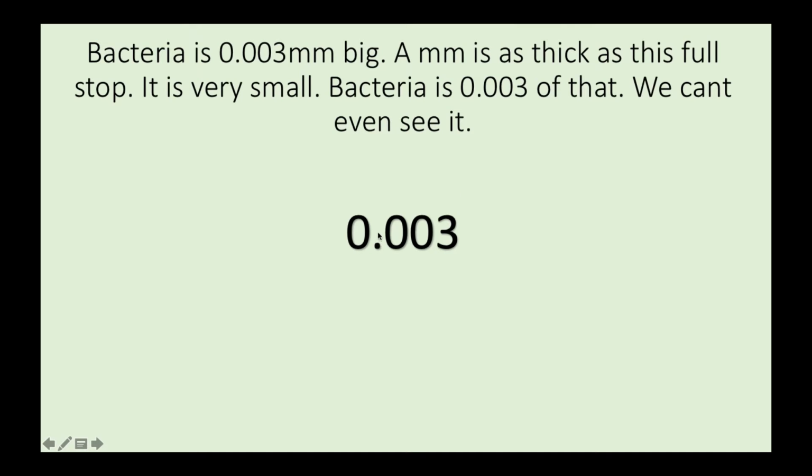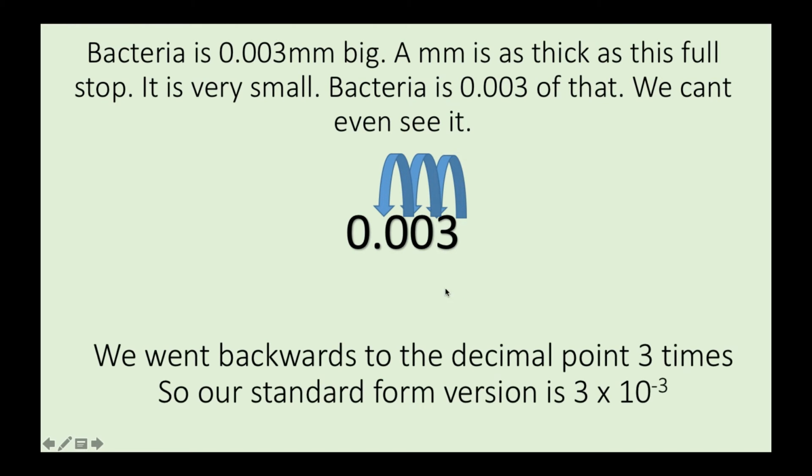Well, instead of going from the decimal point forward to the right, we're going to go from the end of the number and we're going to count back. 1, 2, 3. We went backwards to the decimal point 3 times. So our standard form version is 3, which would be this number, times 10 to the power of minus 3 because I've gone to the left, not to the right. Okay, so be very careful.